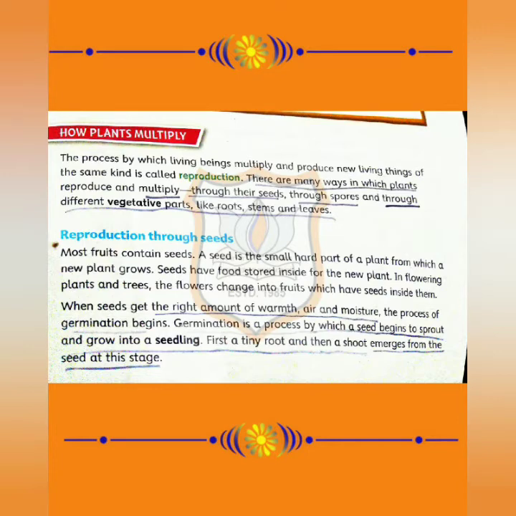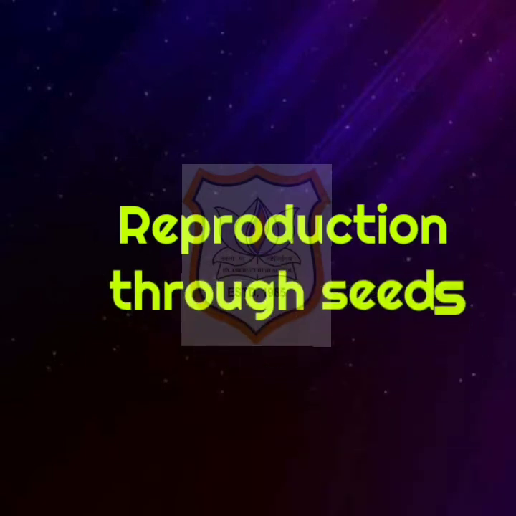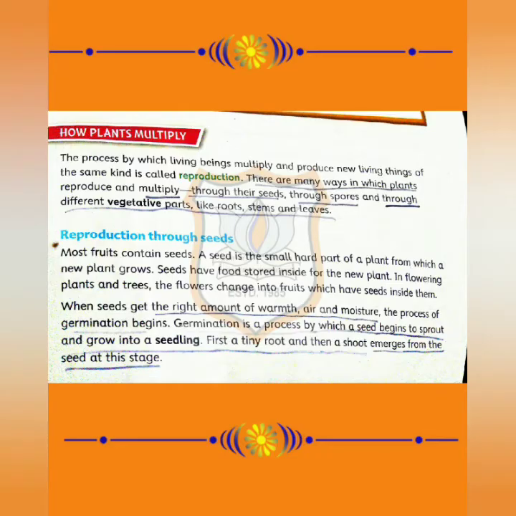Now children, we will study these vegetative parts one by one, and the first one is reproduction through seeds. Most fruits contain seeds. You must know many fruits that contain seeds inside. A seed is the small hard part of a plant from which a new plant grows. Seeds have food stored inside for the new plant.